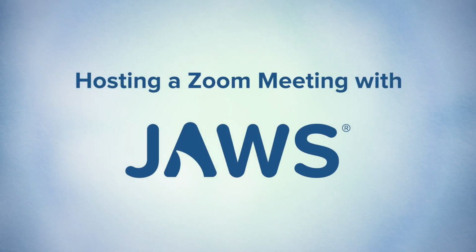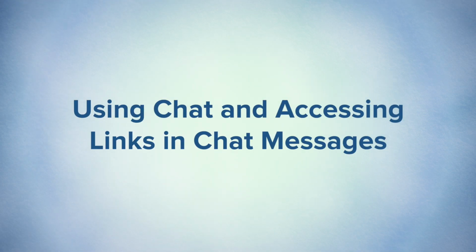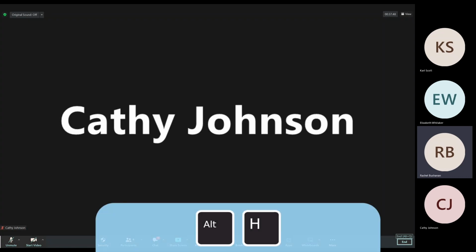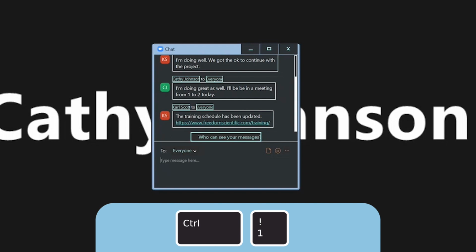For this next task, we are going to talk about chatting in Zoom with JAWS, also how to access links in the chat window. So to open the chat window, I'll press Alt-H, Chat, Z. And because of the scripts that are already built into JAWS 2020 or later, you can use Control plus the number row, 1 through 0, to read the list of messages in order. So for example, if I press Control 1, I'll hear the most recent message.